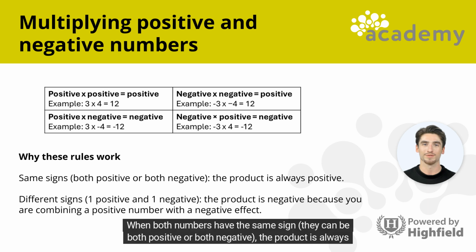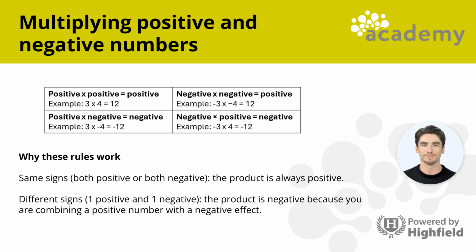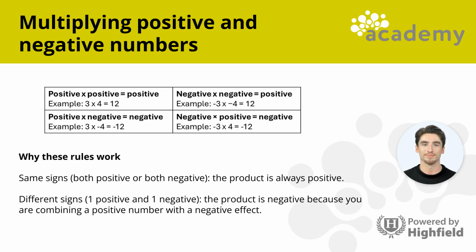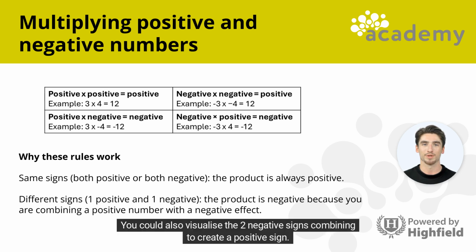When both numbers have the same sign, they can be both positive or both negative. The product is always positive. Think of multiplying two negatives as removing a negative, which results in a positive. You could also visualize the two negative signs combining to create a positive sign.